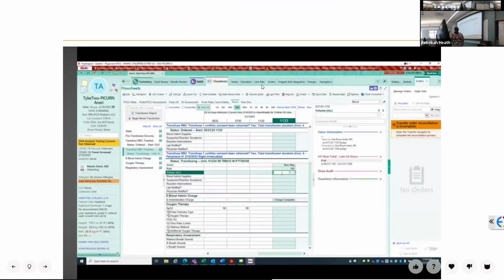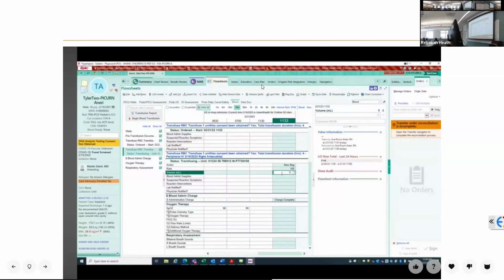I don't know if you can see it super well. Are you guys familiar a little bit with Epic from some of your clinical rotations? Hopefully the screen isn't totally new. But this is what the flow sheets look like. Depending on whether you're in Cerner, or Point Click Care, if they have a blood transfusion flow sheet, they all look similar to this.